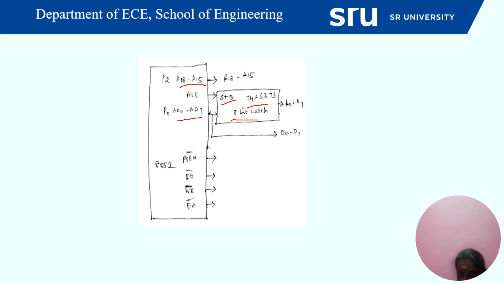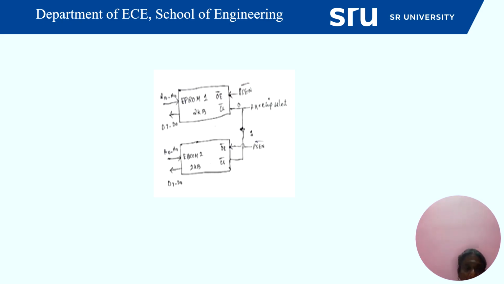After being given to the 8-bit latch, it will separate very nicely A0 to A7. It separates the address from the data lines. The 8-bit lower byte address will be separated from the 8-bit data, so data will come separately on its own line. Then PSEN bar from the 8051 is needed, and read bar, write bar, EA bar. How are all these connected to the RAM and ROM? It is seen in the next slide.